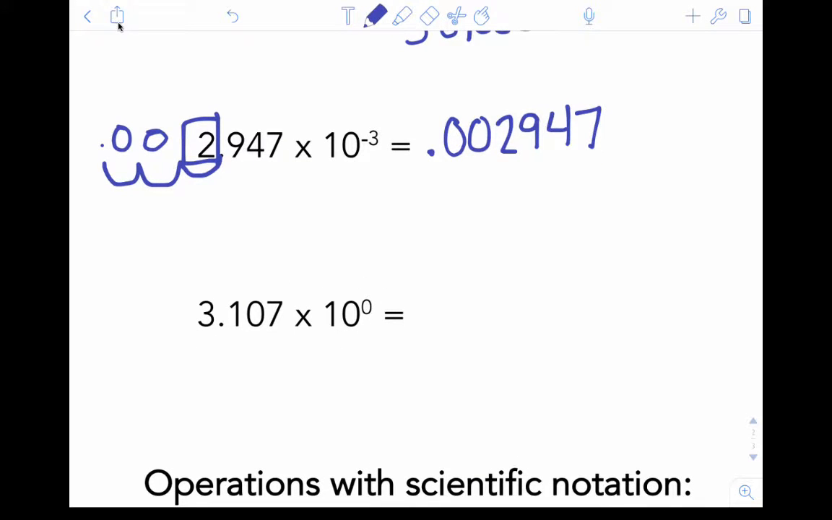3.107 times 10 to the 0. There's 2 different ways you can see this. You can look at the exponent and say, I'm going to move my decimal point 0 times, so the answer is just 3.107. Or you can look at this and notice 10 to the 0 is 1. So this is like saying 3.107 times 1. Any number times 1 is that number. That's the identity property of multiplication. So I know that this answer is going to be 3.107.